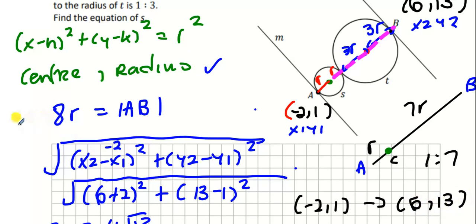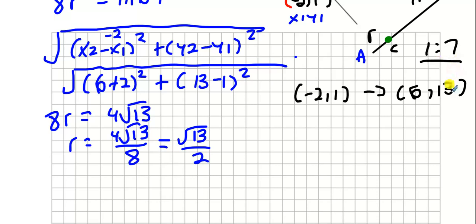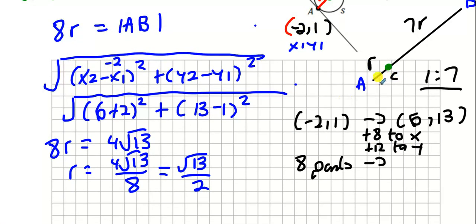And when we add the ratio together, we get 8 parts. So to go from minus 2 all the way to 6 is plus 8 to x. And to go from 1 to 13 is plus 12 to y. So therefore, 8 parts is 8 to x and 12 to y. But we only need to go 1 part because we're only traveling 1 part across. So 1 part would be divide 8 by 8 to get 1 to x, divide 12 by 8 to get 1.5 to y.